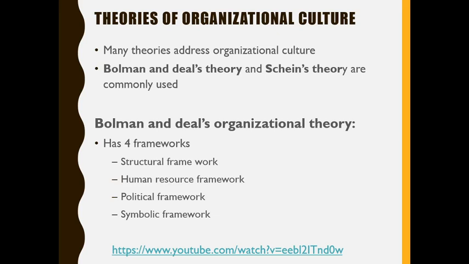So there are some theories that describe organizational cultures. But Bowman and Deal's theory and Schein's theory are the most commonly used ones. If we take Bowman and Deal's organizational theory, there are four frameworks in this theory. They are structural framework, human resource framework, political framework, and symbolic framework.